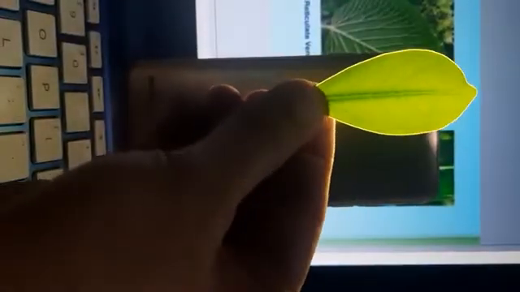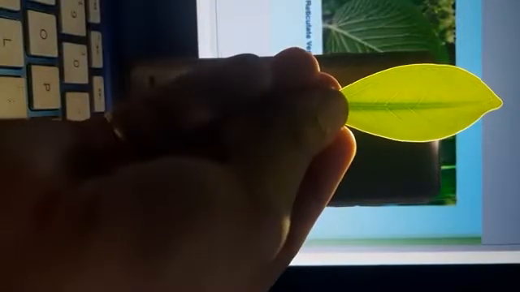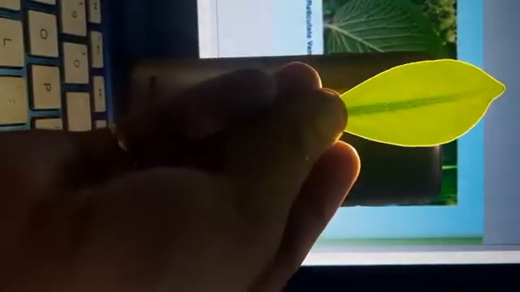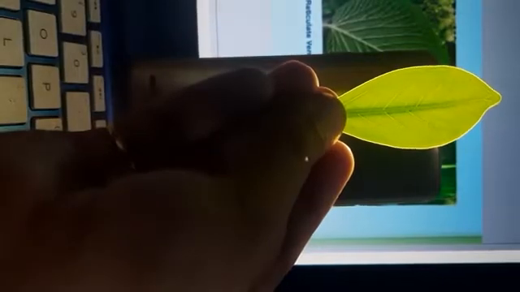Now let's look at one more leaf, which is of ficus. This is a very common plant. This also you have in your school. So this is another example. Just look at the midrib. It is shown very clearly. The central straight line is the midrib.